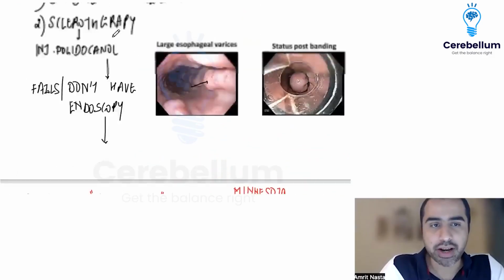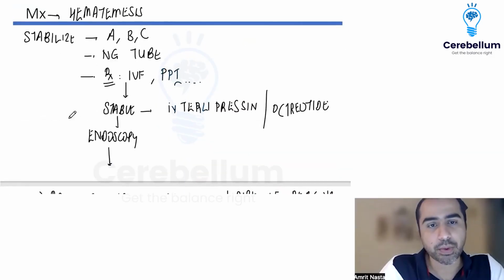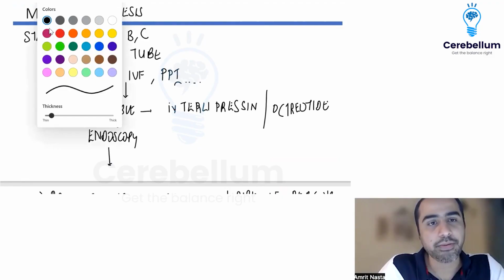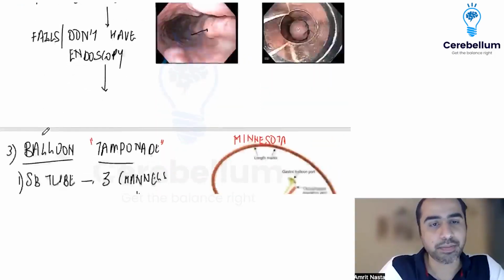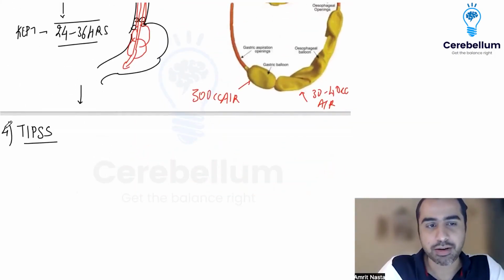What, 3 point नहीं है ना ये? Okay, चलो. Let's reframe the points. पहले stabilize, फिर endoscopy, फिर balloon tamponade, फिर TIPS. हो गए? 4 point हो गए?